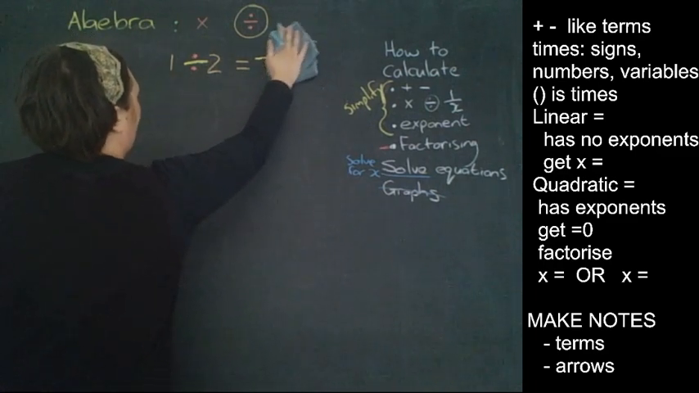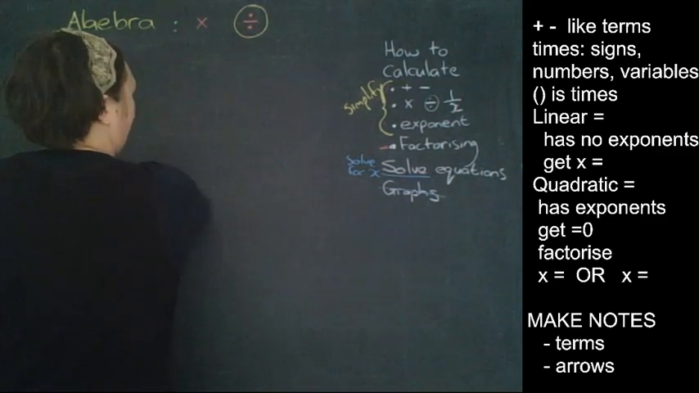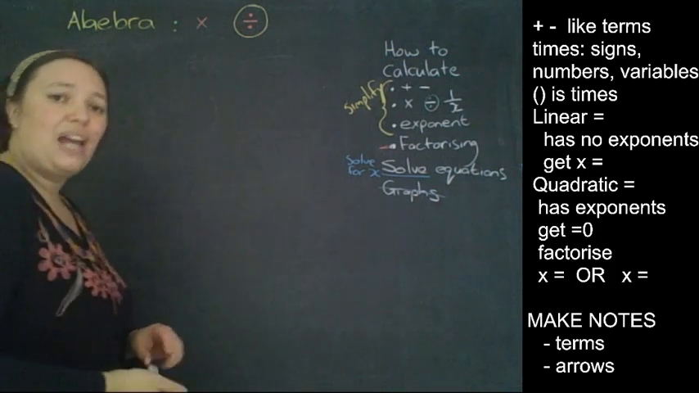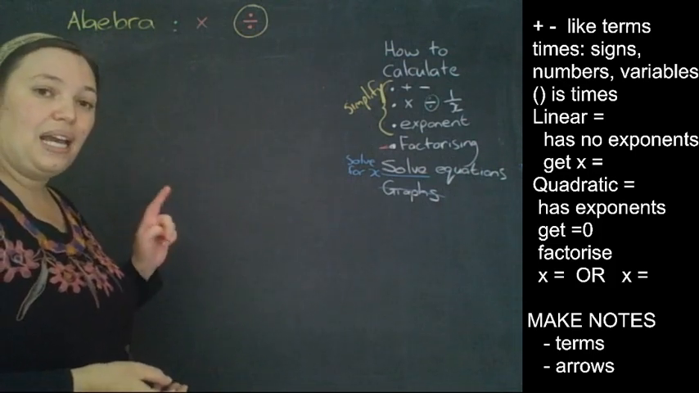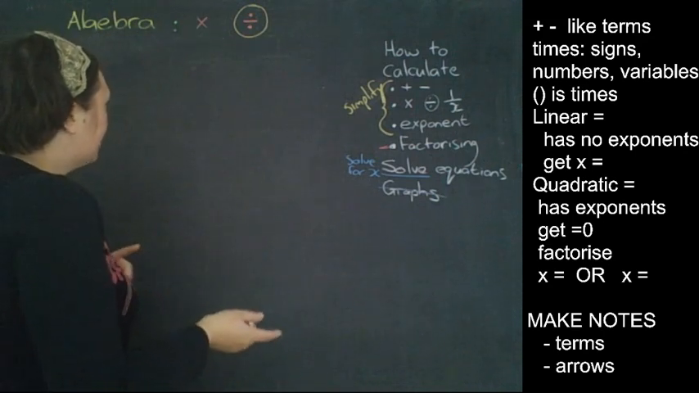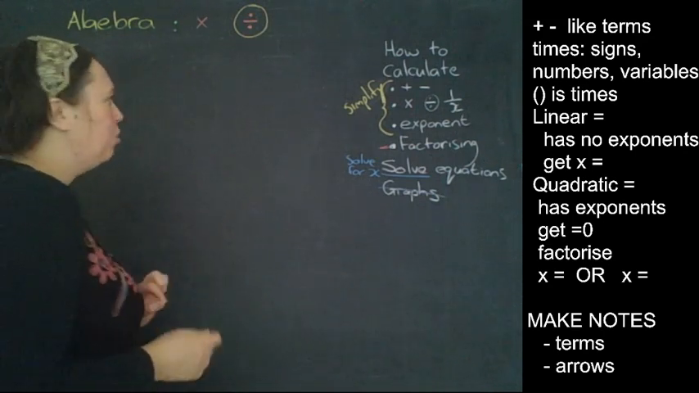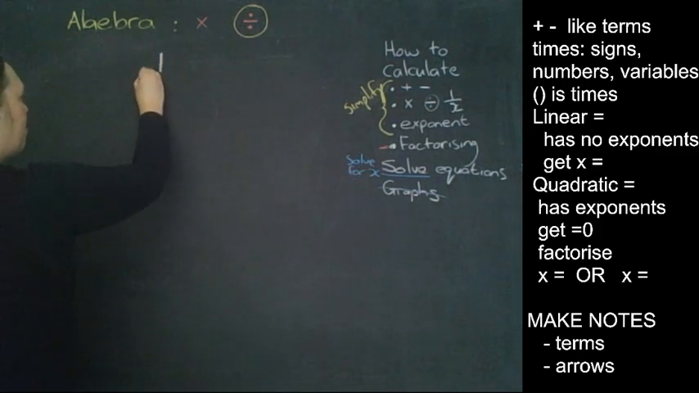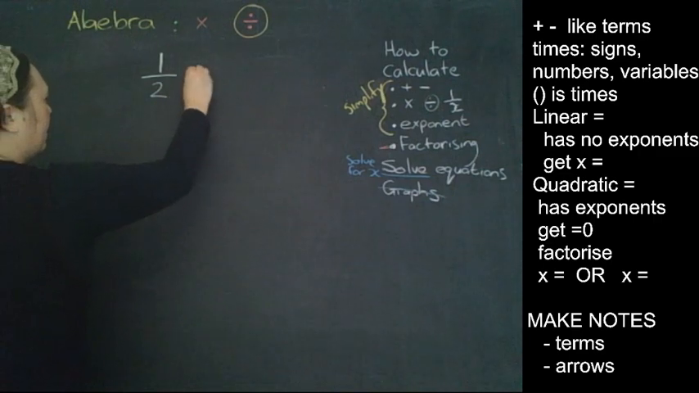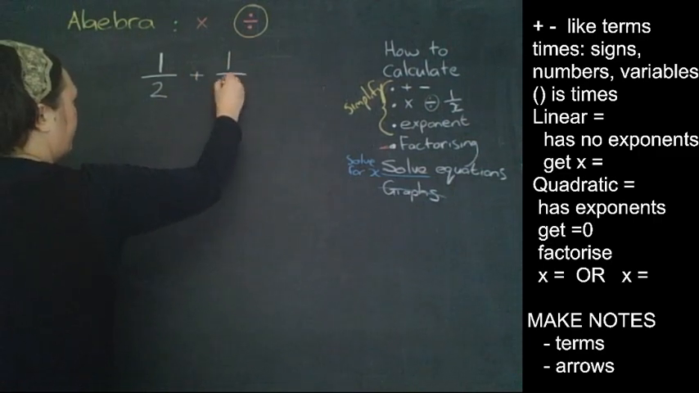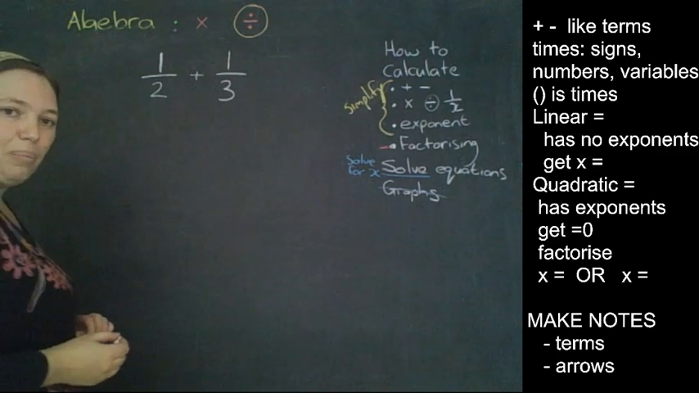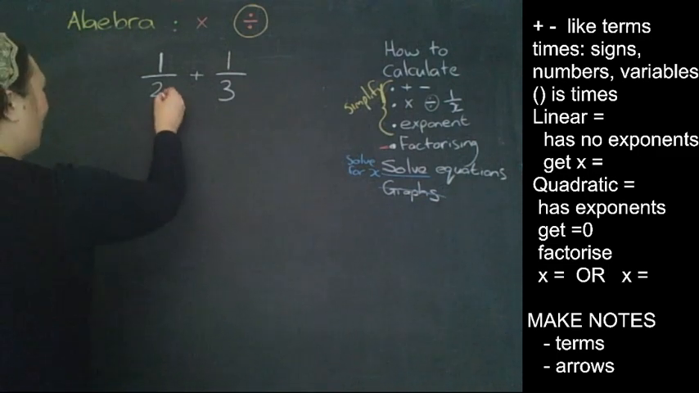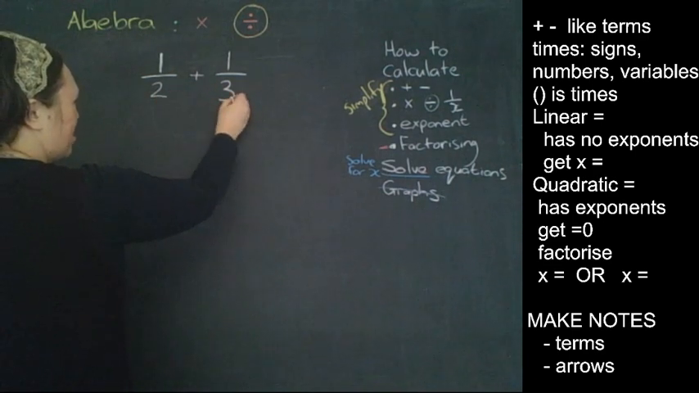Right, so when we're looking at algebra, there's a big section about algebraic fractions that I will explain later as well. But I just quickly want to touch on it a little bit before we get to the equations. So if we've got something like this, how are we going to add that up? Can you remember from primary school? We're going to make it like terms.